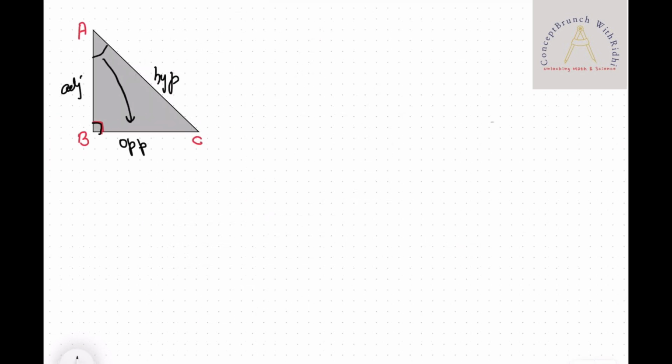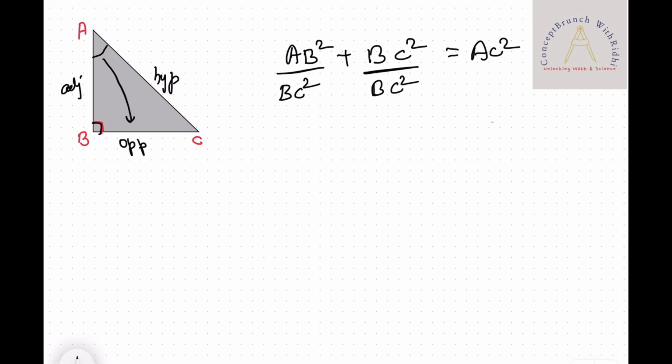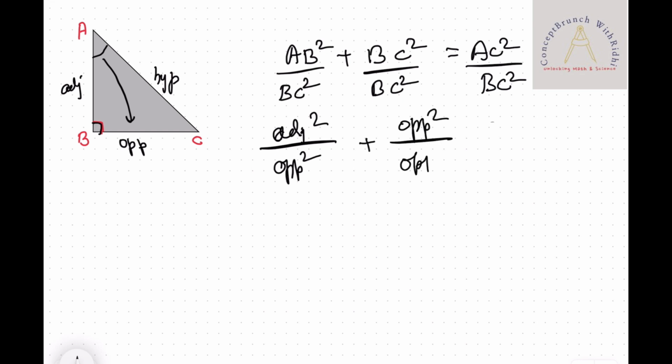Again apply the Pythagoras theorem here. So we can write AB square plus BC square equal to AC square. This time I'm dividing with BC square everywhere. AB we can write as adjacent square divided by BC, which is opposite square, plus BC as opposite square divided by opposite square, which we can cancel and write as 1, and AC we can write as hypotenuse square divided by BC, which we can write as opposite square.